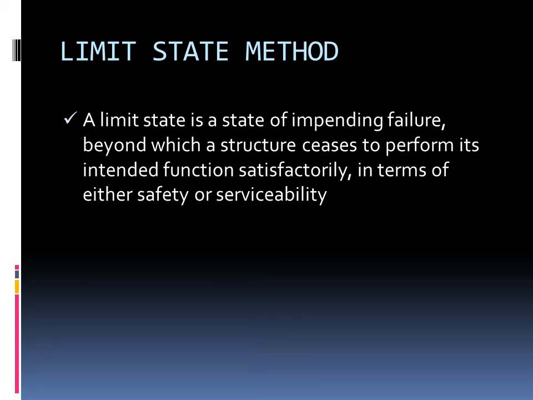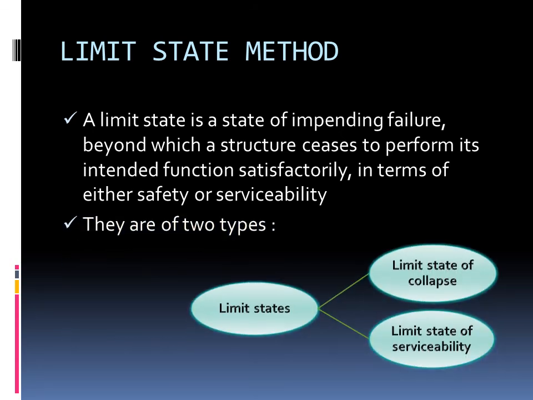That means a particular limit which indicates the failure of that structure. So we'll know the structure is about to fail, so that we can only impose a particular load on it. Now there are two types of limit state: limit state of collapse and limit state of serviceability.